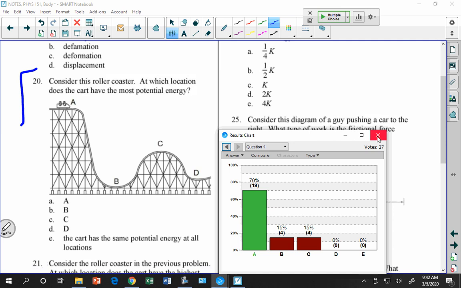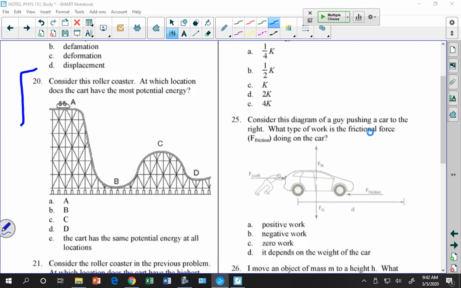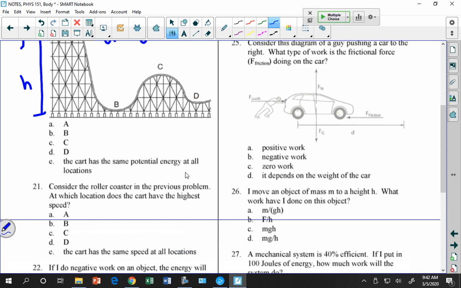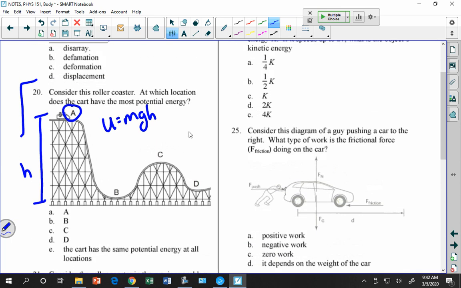All right, A is right. It has the most potential energy at point A because it's dependent upon the height. Remember, potential energy was equal to M times G times H. At which location does it have the highest speed? Same options, A, B, C, or D, or does it have the same speed at every location?